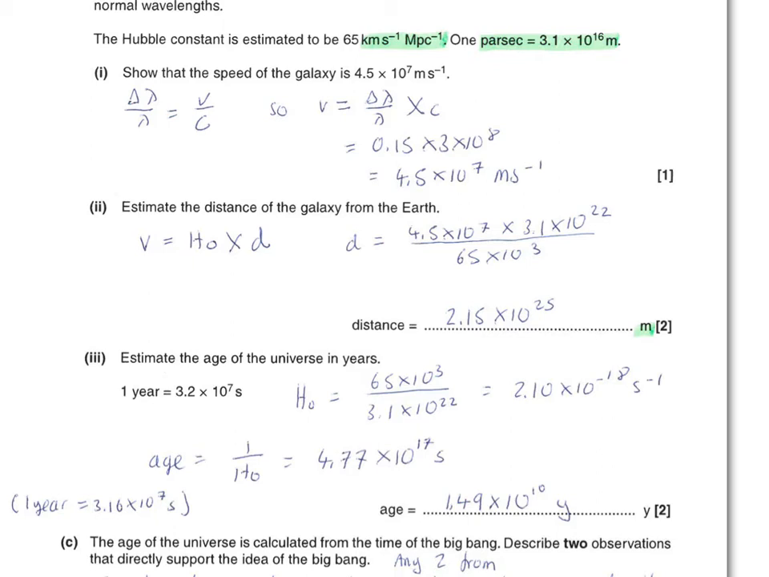Next, estimate the age of the universe in years. Having already found the Hubble constant in seconds, we can say the age is the reciprocal of the Hubble constant. This gives us a value in seconds, and now we need to convert that to years. So you simply divide 4.77 times 10 to the 17 by 3.2 times 10 to the 7, giving an answer of 1.49 times 10 to the 10 years.